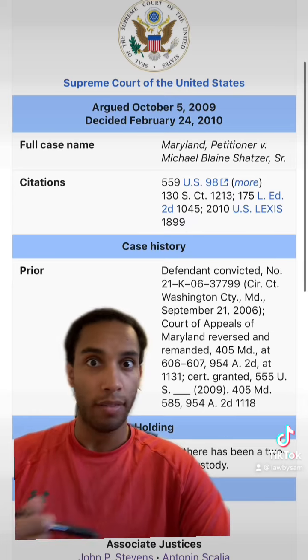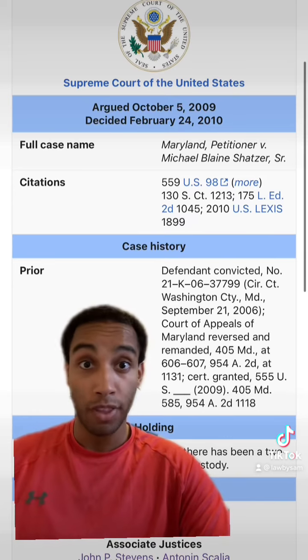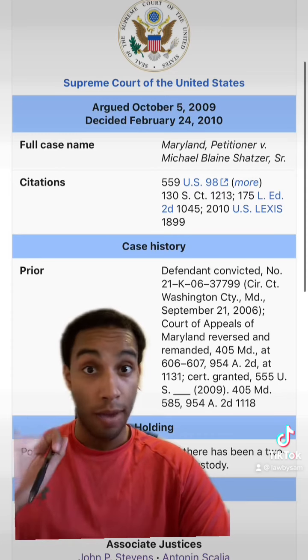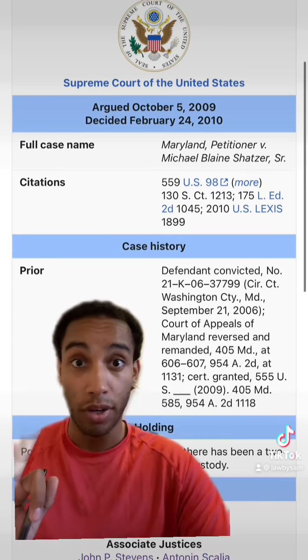And again, if that happens, invoke your right to the Fifth Amendment. Have the right to remain silent and say, hey, officer, I invoked the Fifth. I want to wait till I talk to my attorney.